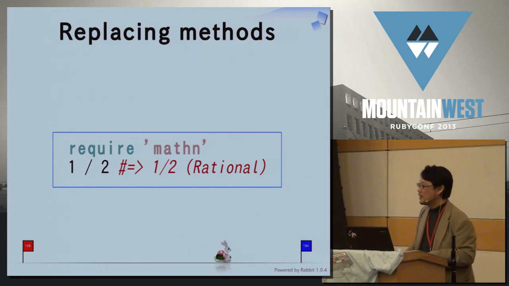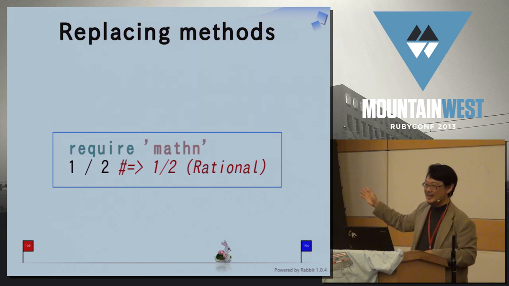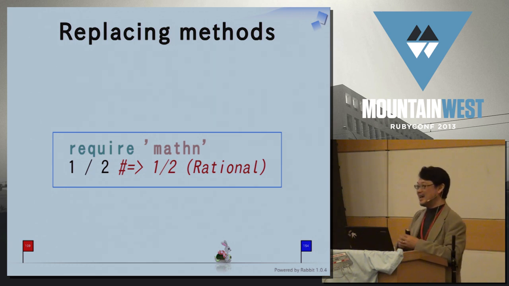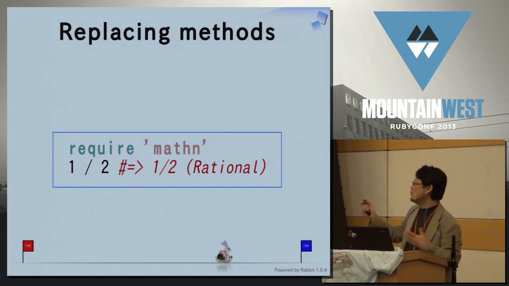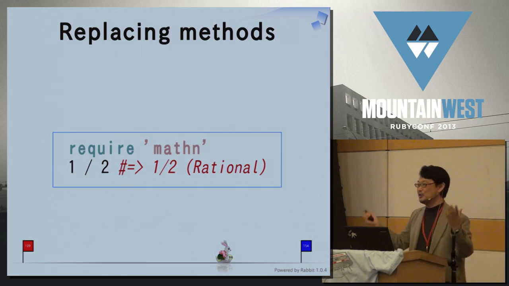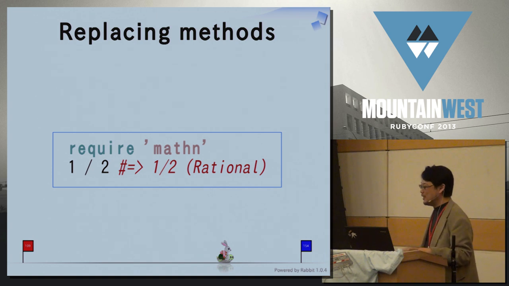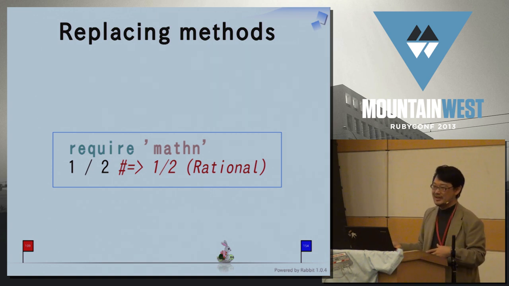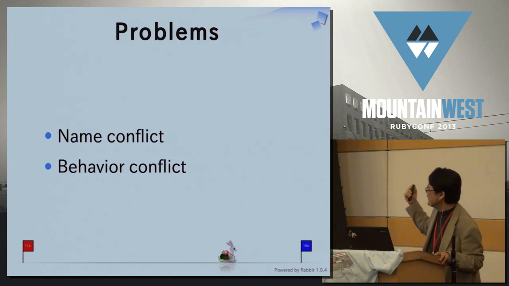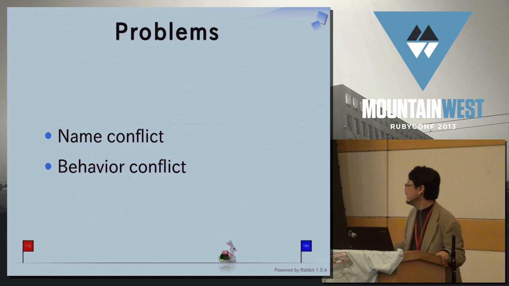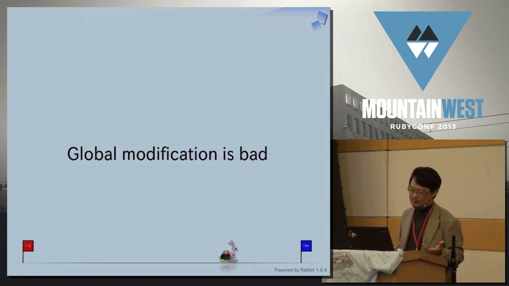But it replaces every integer division. So the other part of the library, or other part of your software, might require integer division, where 1/2 equals 0. So what would happen? A crash, error, unexpected result? That's not good. That's not good. Global modification is basically a bad thing. So the open class is so strong that name conflict or behavior conflict could happen. So the global modification is bad.